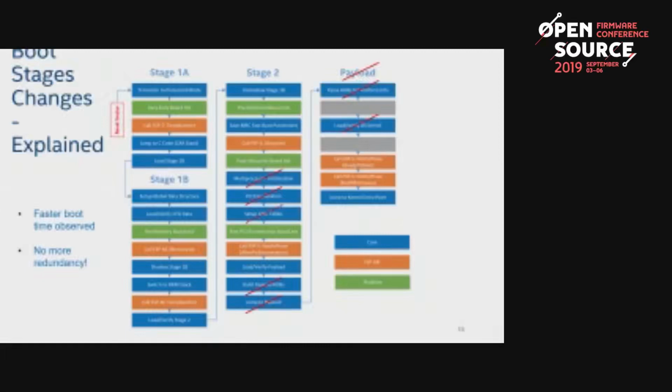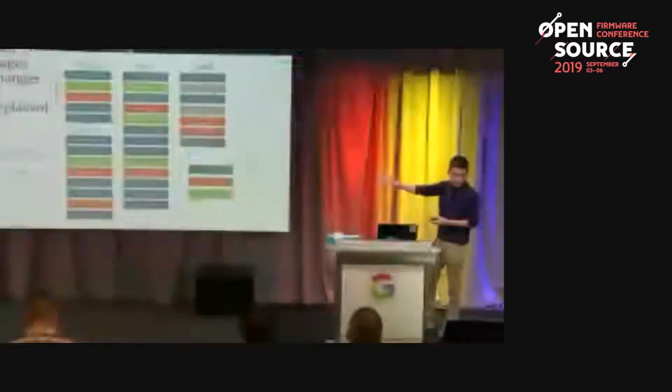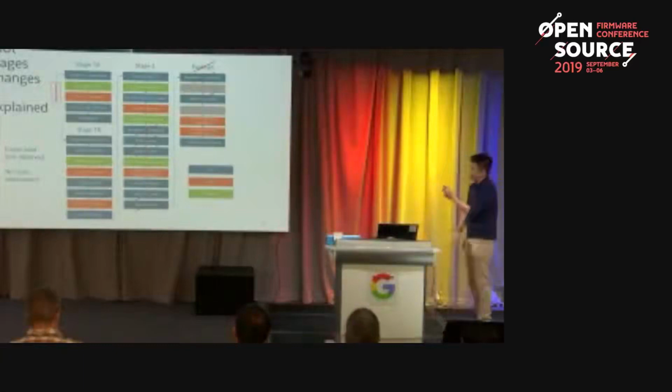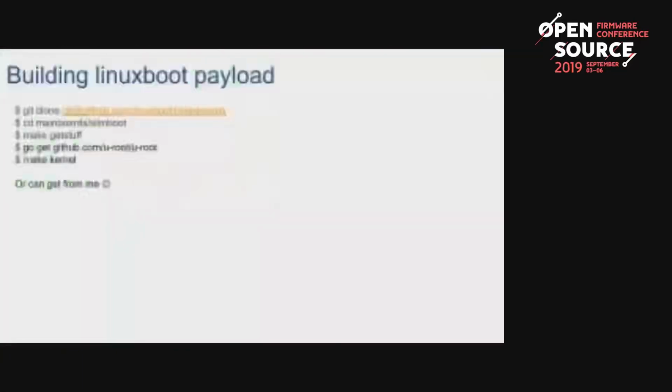For QEMU, I think we saw around 300 milliseconds of boot time saved from stage 2 itself. And then no more redundancy. What's the point of doing PCI enumeration in stage 2 and then doing it again in the kernel? That doesn't make sense at all. So the goal here is to remove the redundancy and reduce the boot time. These are the two key points that we achieved so far. So okay, let's go to the next one.